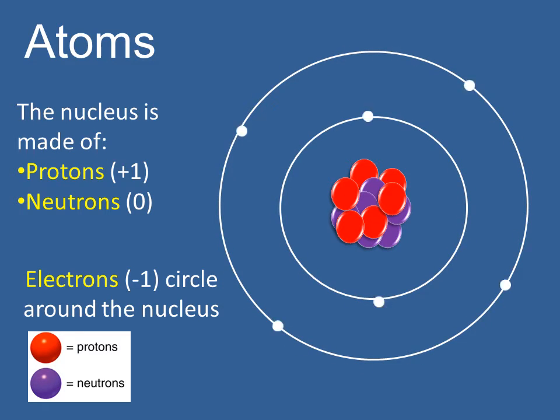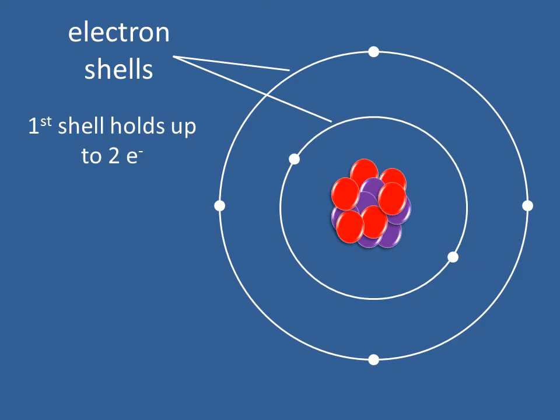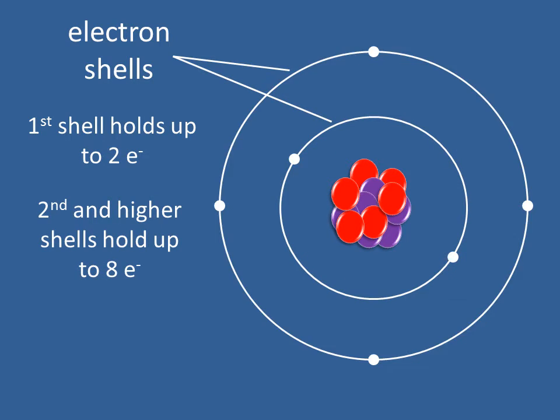have a -1 charge. The electrons circle around the nucleus in three-dimensional shells, which are discrete energy levels. The first shell around the nucleus can hold up to 2 electrons only. And if present, the second and higher shells can hold up to 8 electrons.